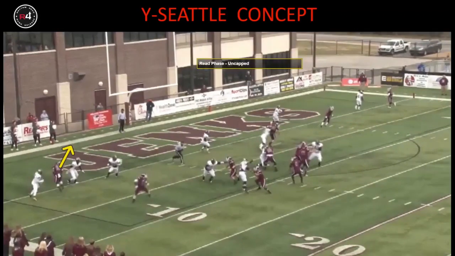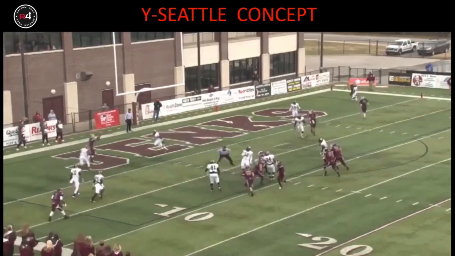The slant route is uncapped here. The quarterback must keep his eyes on the route side space instead of the man who is running the route. The result is a touchdown.